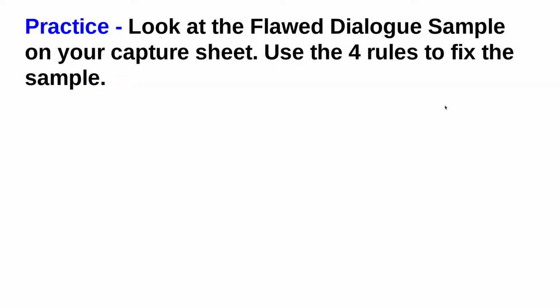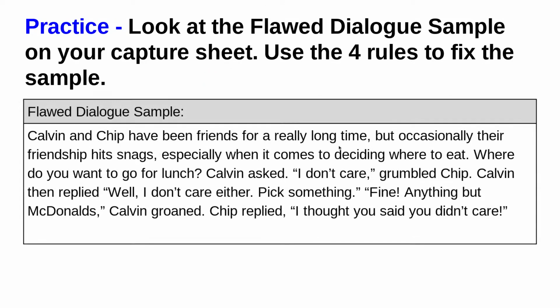Okay, so now it's your turn. If you take a look at the bottom part of your capture sheet, you will see this flawed dialogue sample. You're going to use the 4 rules to fix the sample. Every time a new character talks or a different character talks, you want to hit enter. Every time a character is speaking, you want to put quotation marks around what it is that they're saying. If you have an attribution and then what the person is saying, you need to put a comma between them.